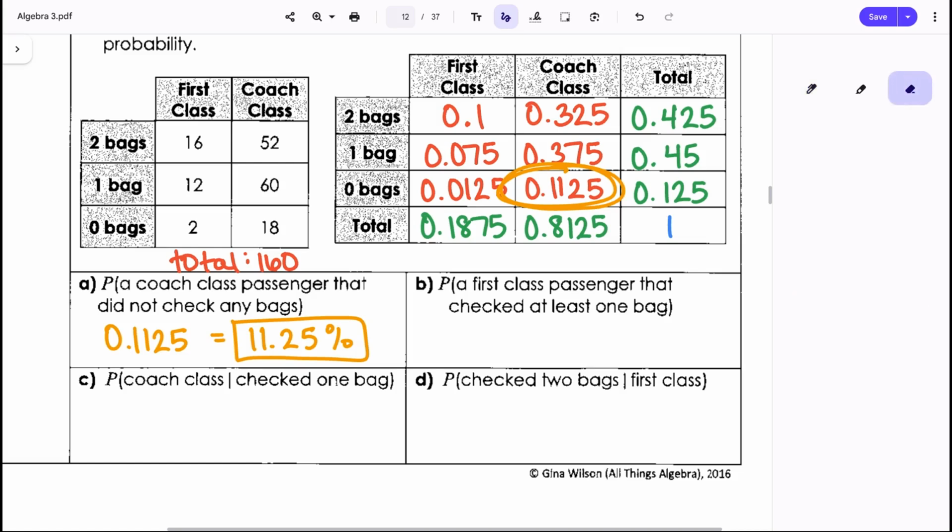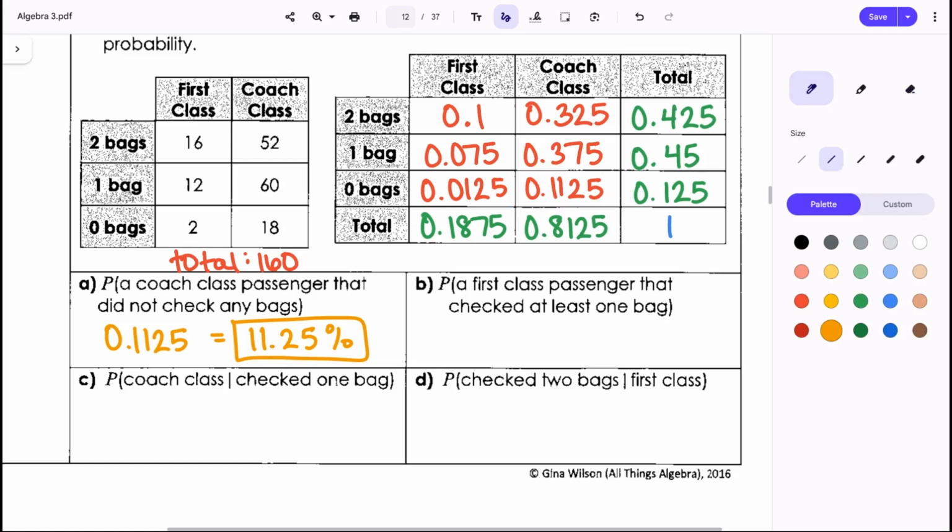Letter B says a first class passenger, so we're in this column, that checked at least 1 bag. So at least means 1 bag or more. So I need to add a couple of numbers here. What 2 numbers from this column that I circled do you need to add together? 2 bags and 1 bag. Yeah, 2 bags and 1 bag. So 0.1 plus 0.075, which would be 0.175, which again as a percentage would be 17.5%.